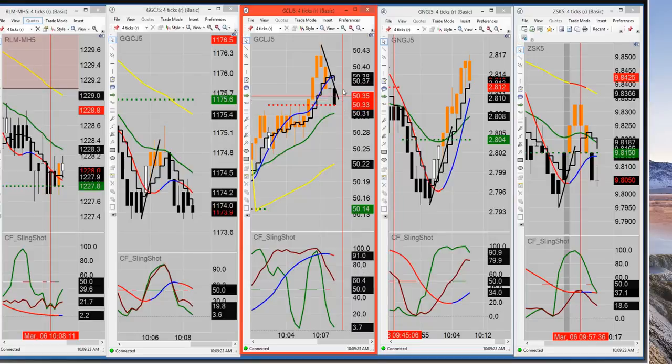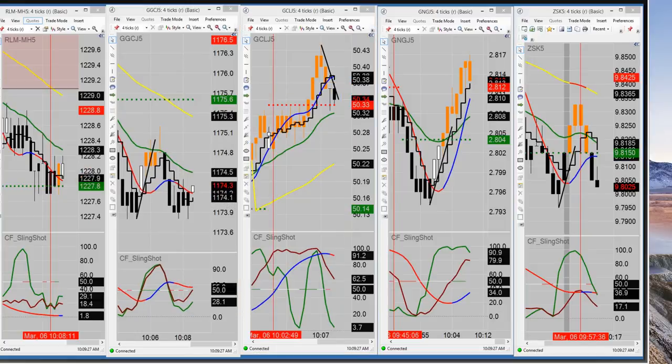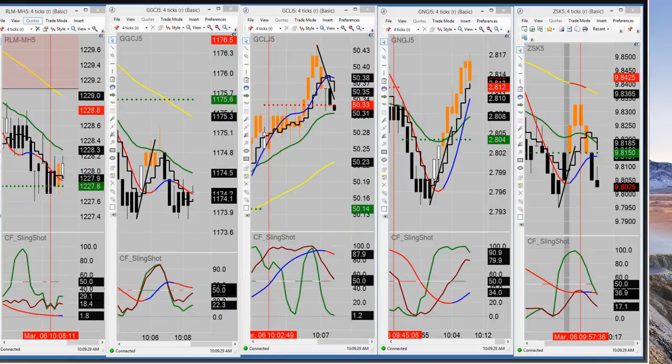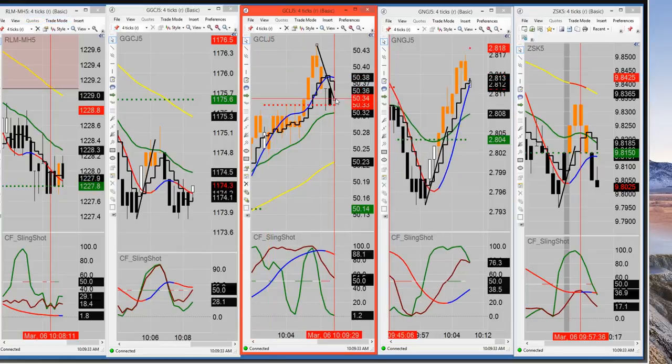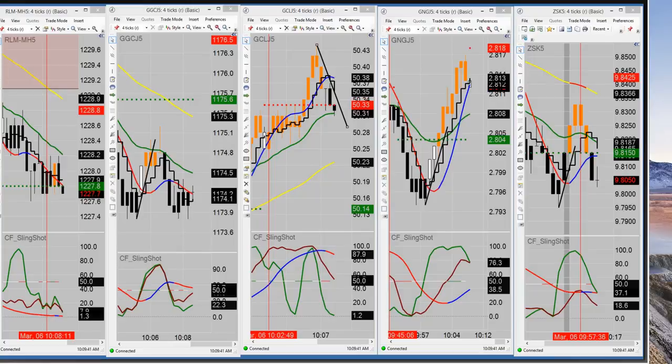All right, 50.33 is the low, 50.37 would be the high now. Okay. Now I got to redraw the trend line. All right, now 31 up to 35 on the crude.